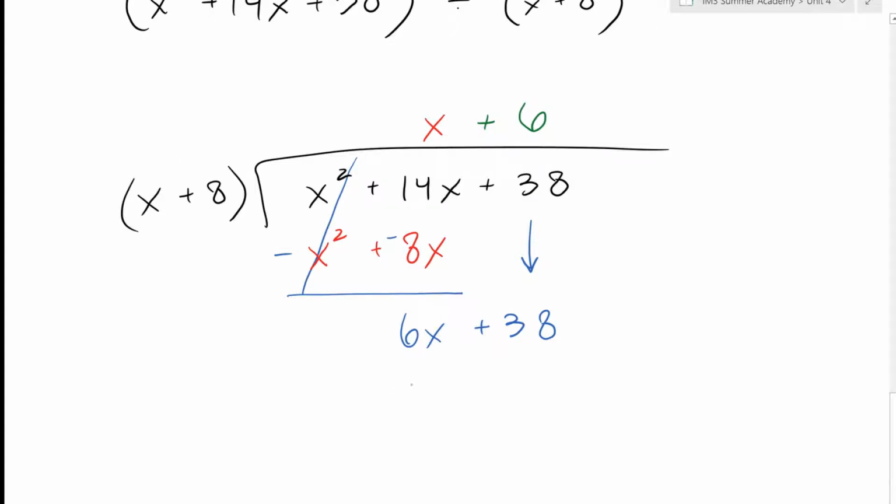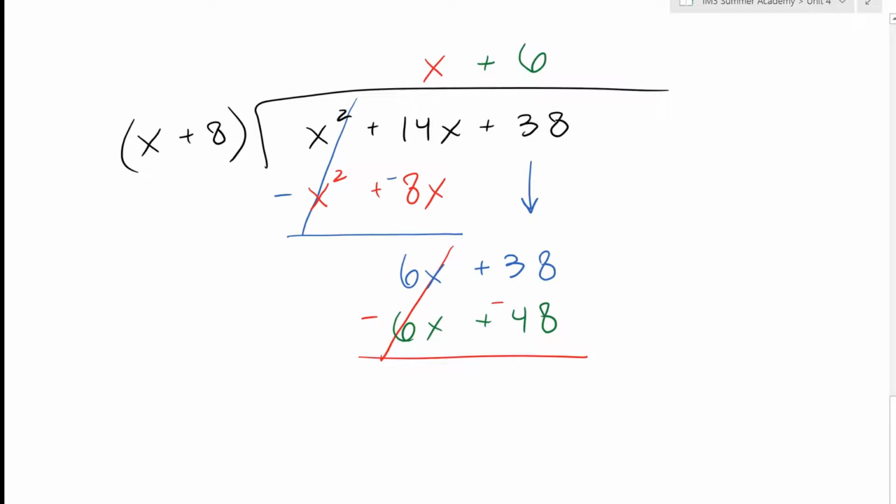6 times x is 6x. 6 times 8 is a 48. And now I flip the signs. Negative, negative, sum it up. First terms cancel. 38 minus 48 is a negative 10. And now we have all the info we need to write our answer.